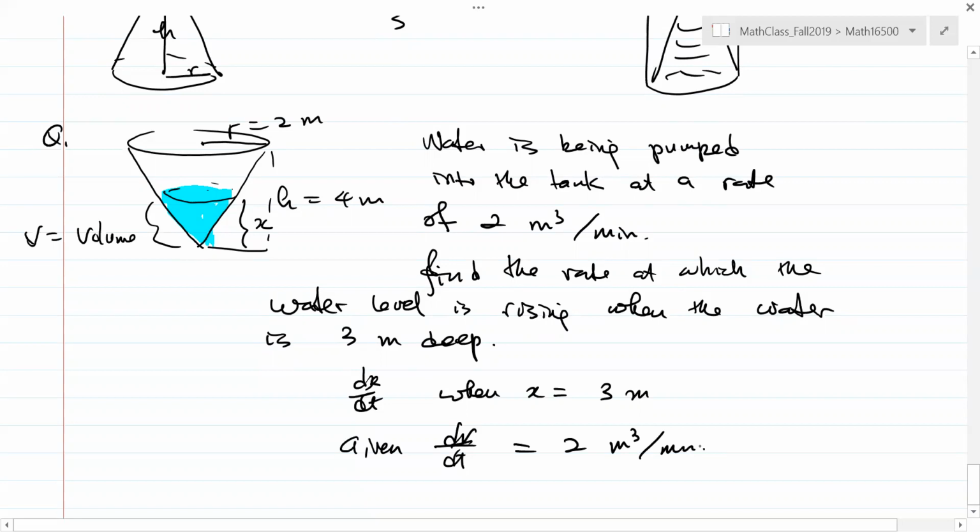Besides the radius and the height of the cone, can you set up the relationship between x and V? That's all you need. The others are very specific numbers. The radius of the cone on the top is 2 meters. The height is 4 meters. So the very first step, you have to find the relation between x and V. Can you do that?